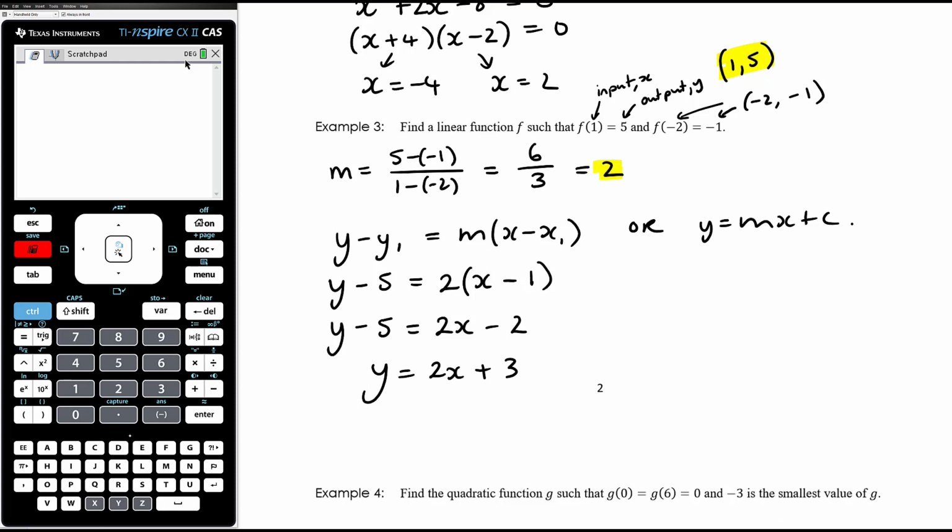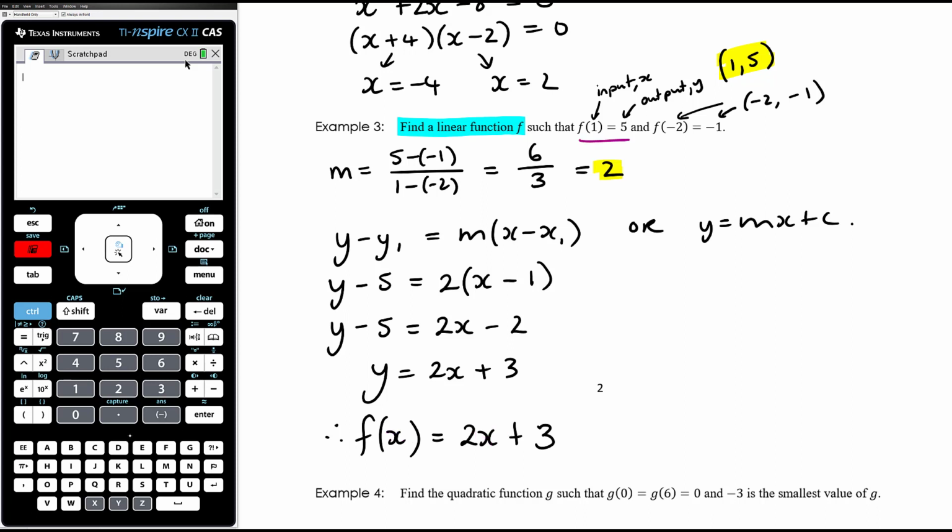Let's answer the question, which asked us to find a linear function called f, and so therefore f of x is equal to 2x plus 3. And you should be able to verify. If you find f of 1, it's 2 times 1 plus 3, which is 5. Good. If you look at f of negative 2, it's 2 times negative 2 plus 3. 2 times negative 2 is negative 4, plus 3 is negative 1. So indeed, that one is also true.